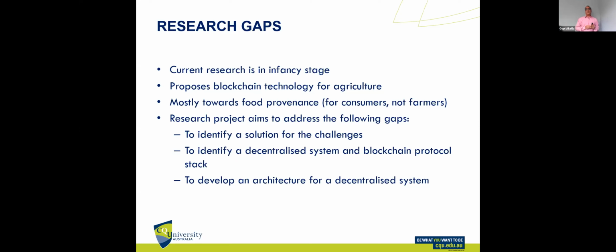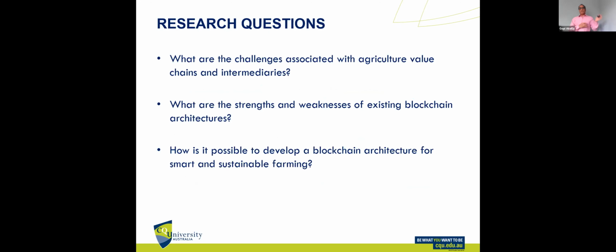Our research project aims to address gaps like this, to identify a solution for the challenges that we have discussed earlier. There are so many, and I've just covered a few of them, like trustworthiness, transparency, and asymmetric information, etc. Sorry, I'm coming to the point. The aim is to identify a decentralized system, develop a blockchain protocol stack, and develop an architecture for a decentralized system. We are going to find answers to three questions: what are the challenges associated with agriculture value chains, what are the strengths and weaknesses of existing architectures, and how is it possible to develop a blockchain architecture.